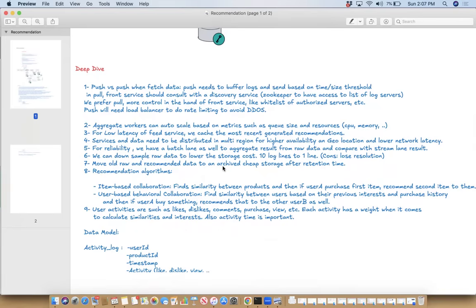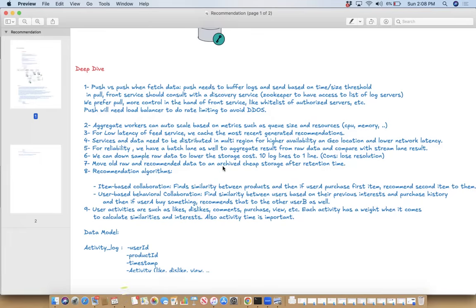Services and data need to be distributed in multi-zone, even multi-region, for high availability, geolocation, and lower network latency. That is for all distributed systems, that should be in place, because we need to make it low latency and geographically distributed. That's why we will need replicas of both data and services in multi-zone and even multi-region.